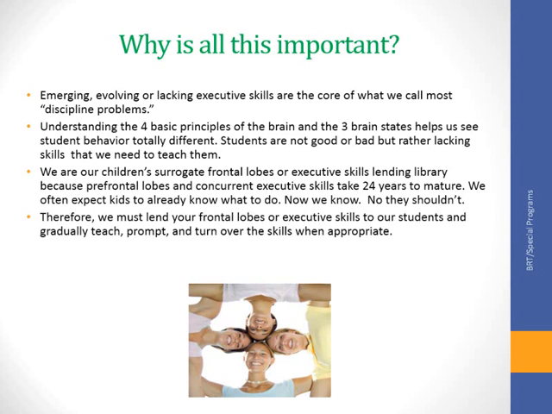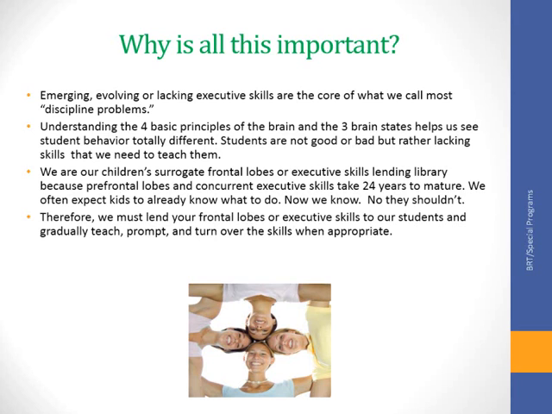Then once kids are in their executive state, many kids have the executive skills of planning or time management or organization. But if they don't, we are our children's surrogate frontal lobes or executive skills lending library, because frontal lobes and concurrent executive skills take 24 years to mature. We often expect kids to already know what to do, and you'll hear teachers say, "Don't you know that already?" But now we know. No, they shouldn't. It'll take 20 years for them to learn it all.